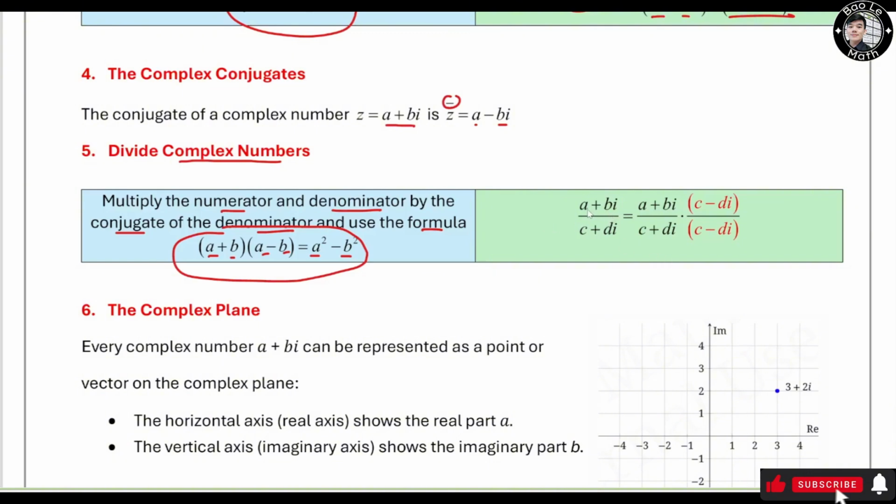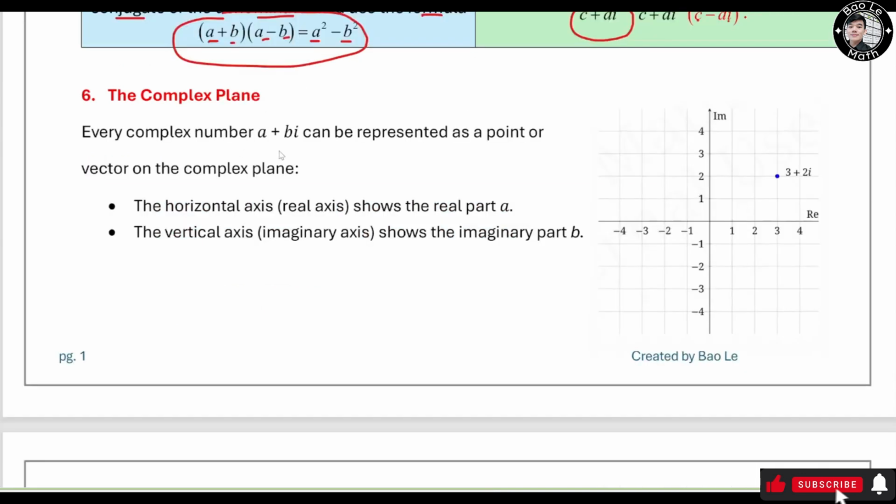So look at this one, a plus bi over c plus di. We want to divide this. We just multiply the top and bottom by this conjugate, right? So it could be c minus di, right? And we just distribute them, right?